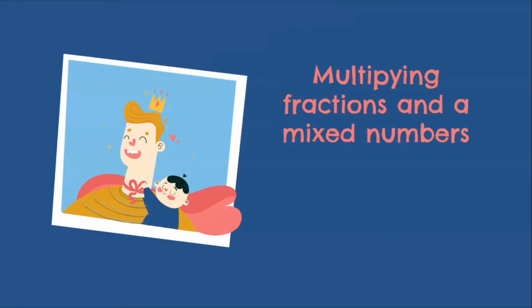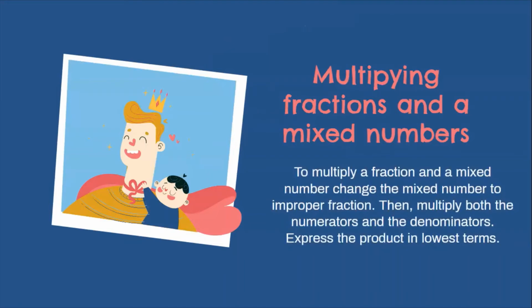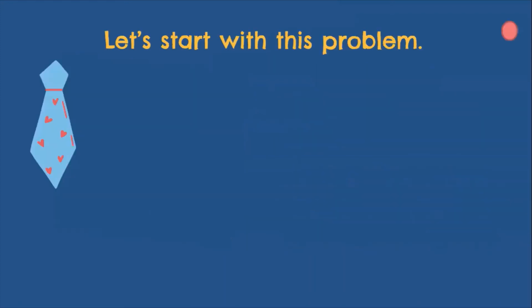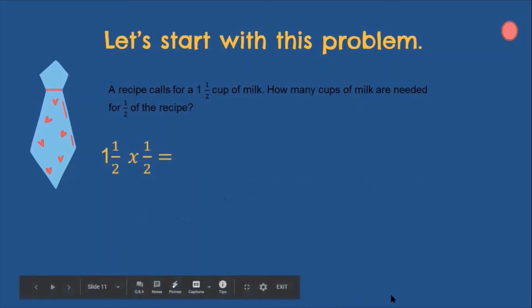Now let's proceed to multiplying fractions and mixed numbers. To multiply a fraction and a mixed number, change the mixed number to an improper fraction, then multiply both the numerators and the denominators. Express the product in lowest terms. Let's start with this problem. A recipe calls for 1 1/2 cups of milk. How many cups of milk are needed for 1/2 of the recipe? Now for this one, we're going to multiply to find the cups needed. We're going to multiply 1 1/2 by 1/2.